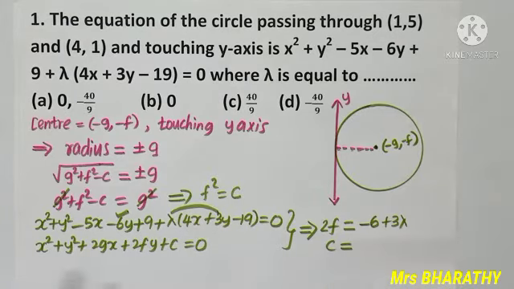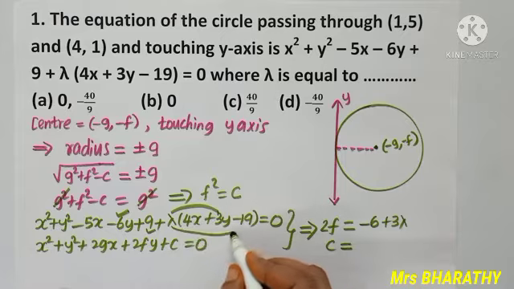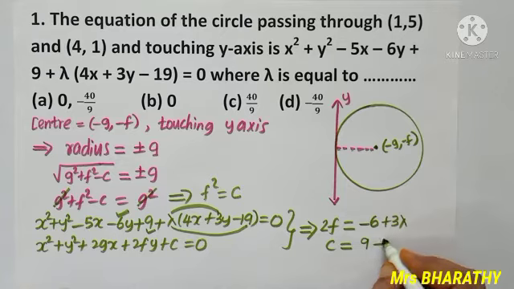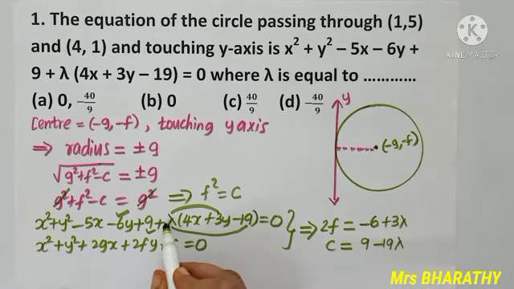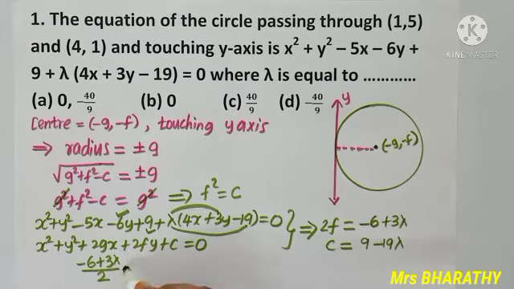What is c? The constant. What is the constant here? I have 9, also minus 19 lambda. So I have 9 minus 19 lambda. Lambda is here, minus 19 is here. Let us substitute this here. F square. What is f from here? Minus 6 plus 3 lambda by 2, the whole square, equals. What is c from here?